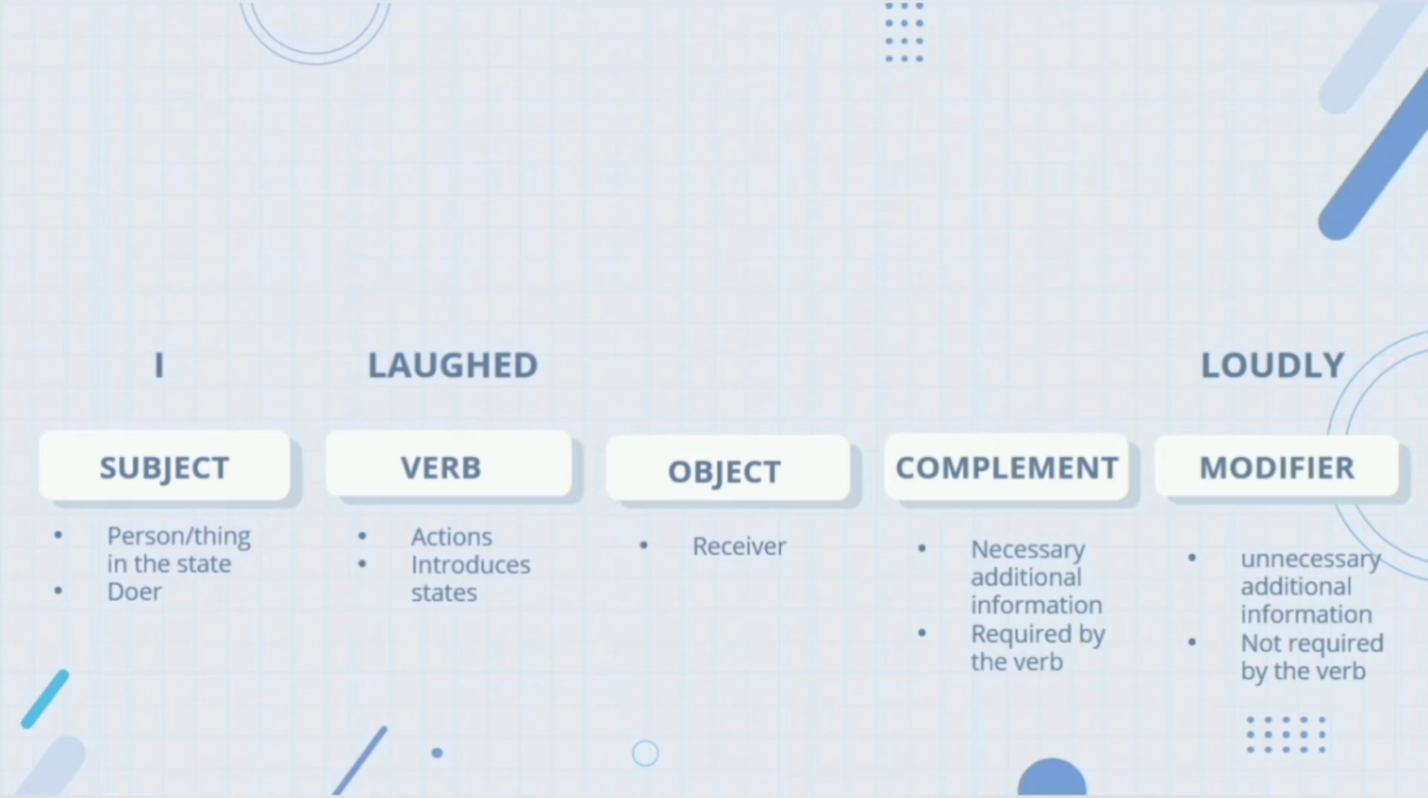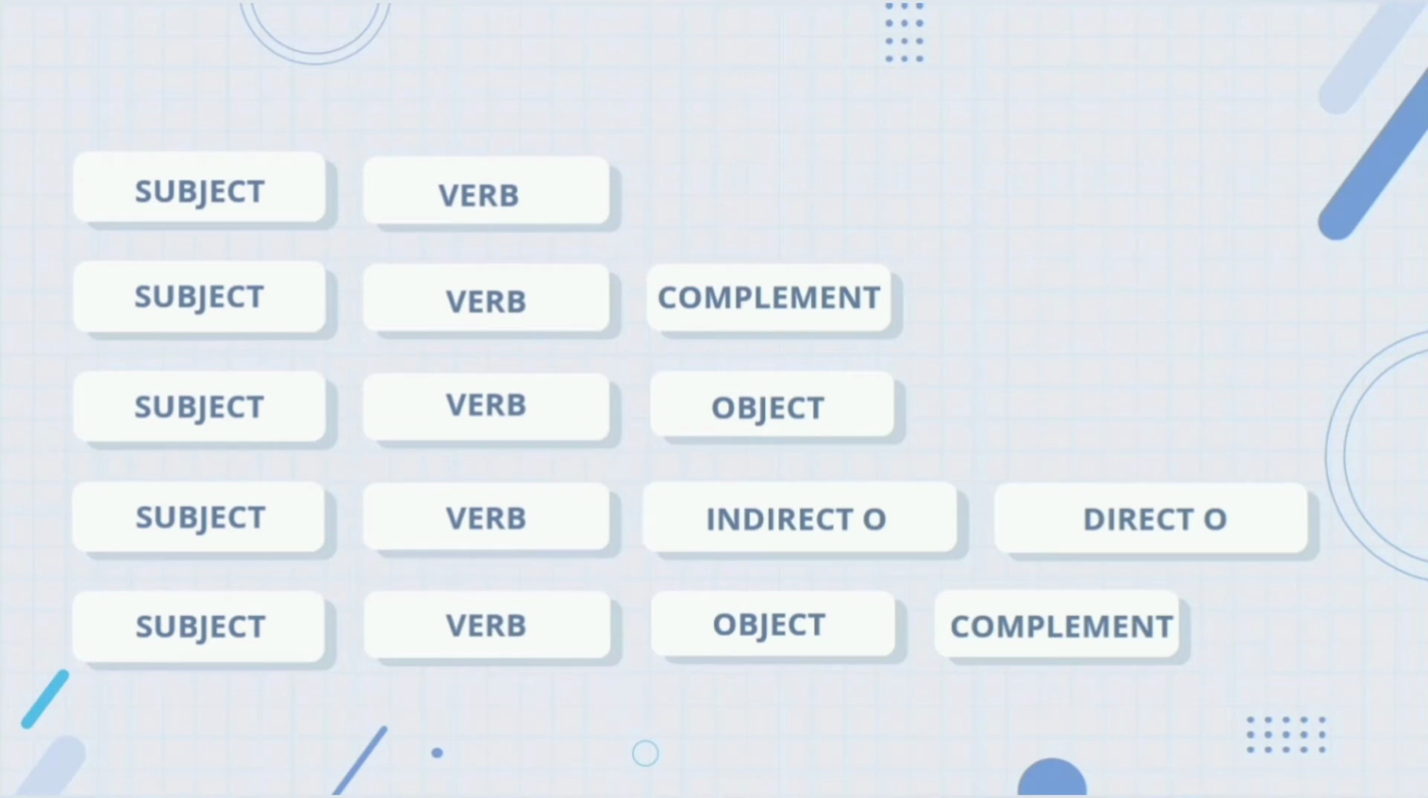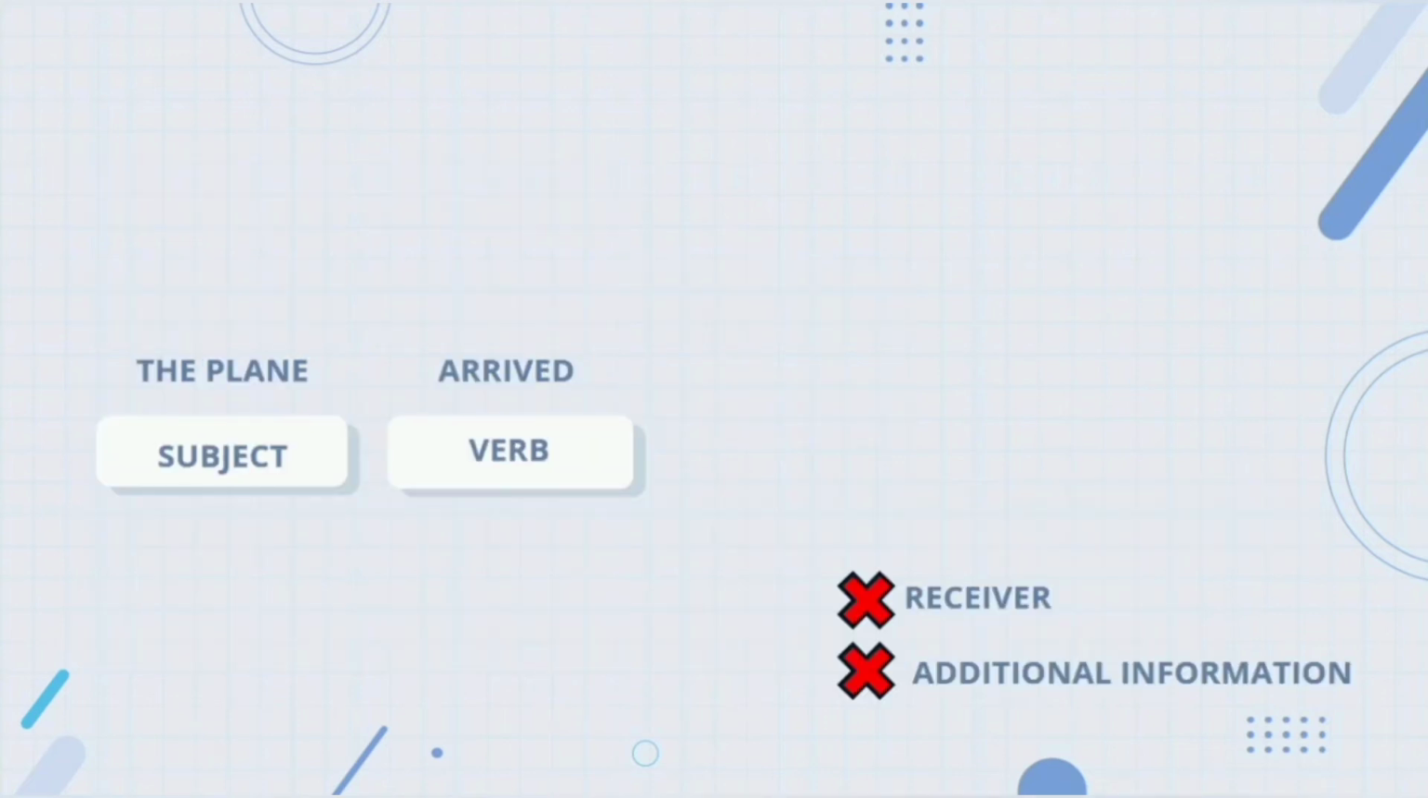In addition to the order of subject, verb, object, complement, modifier, there are 5 most common sequences of grammatical functions. Let's look at each in order. The first order is the subject-verb structure. You use this structure when the verb does not require a receiver and additional information. For example, the sentence, the plane arrived. The verb does not require a receiver or additional information.